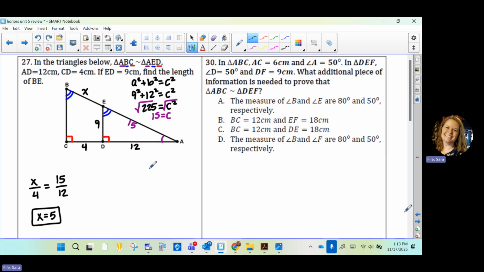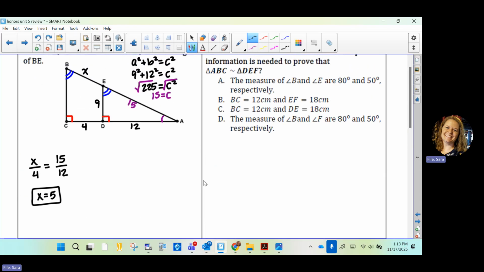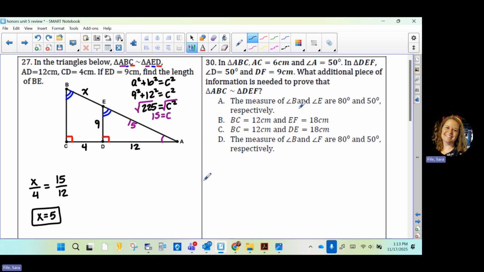Do y'all want to go ahead and do the rest on this page? Yeah. Okay, so let's look. I'm going to look at 30 right here. It says in triangle ABC, AC is 6 centimeters, angle A is 50 degrees, and in triangle DEF, angle D is 50 degrees, and DF is 9 centimeters. What additional piece of information is needed to prove that triangle ABC is similar to triangle DEF?